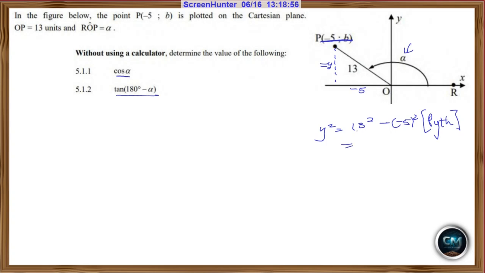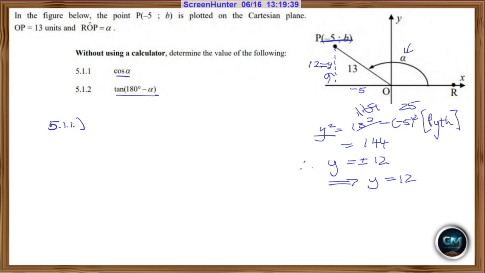Well, that's just 169, and then we are subtracting 25, which means this is 144, not forgetting that it's y squared. Thusly y is equal to plus or minus 12 if we take a square root to both sides. Also remember, we'll have positive 12 because clearly we are dealing with a value that's above the x-axis and therefore also positive. Well, given all of that, we can now just read the values for 5.1.1. So let's just do that.